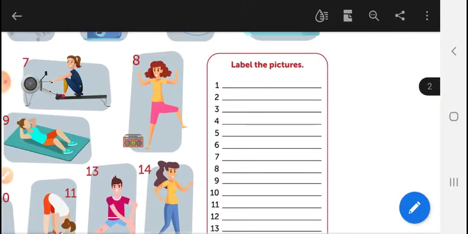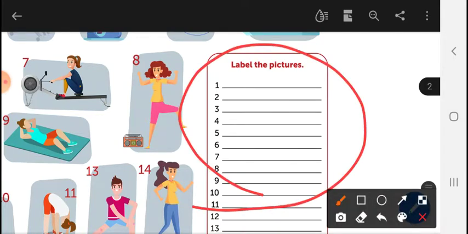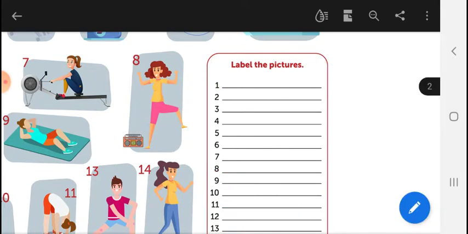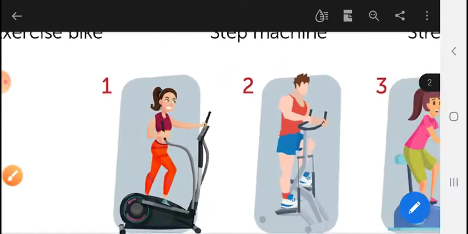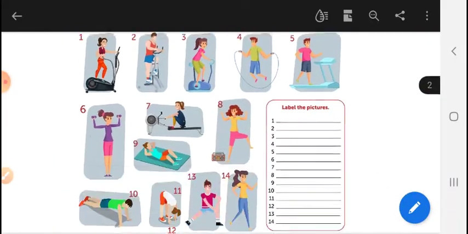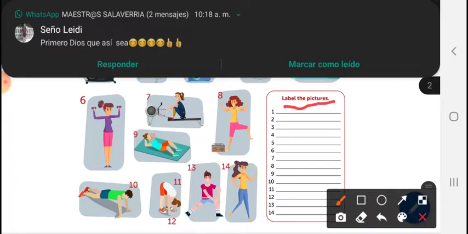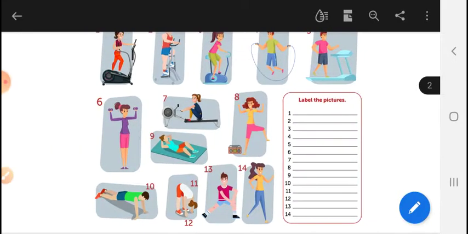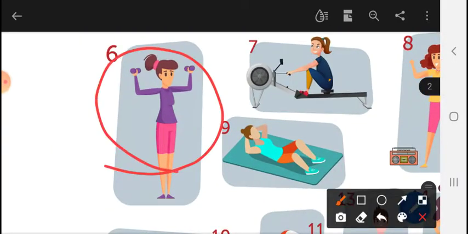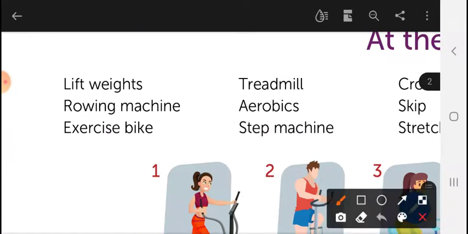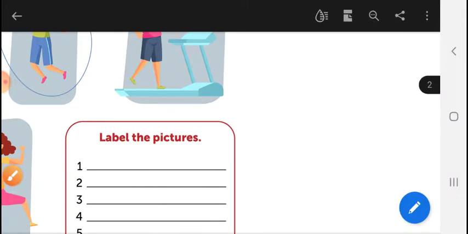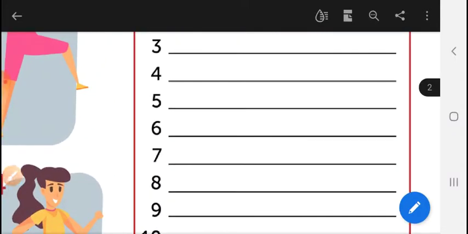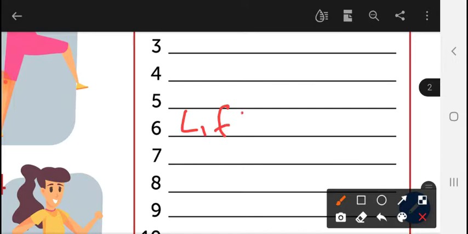Okay, so here you get the chart. And also here you have the number, for example, number 1. So you have to write, tienes que escribir, the name of the activity, el nombre de la actividad. For example, number 6 is lift weights. So you go to number 6 over here, vas al número 6 aquí, and you write lift weights. Levantar pesas.